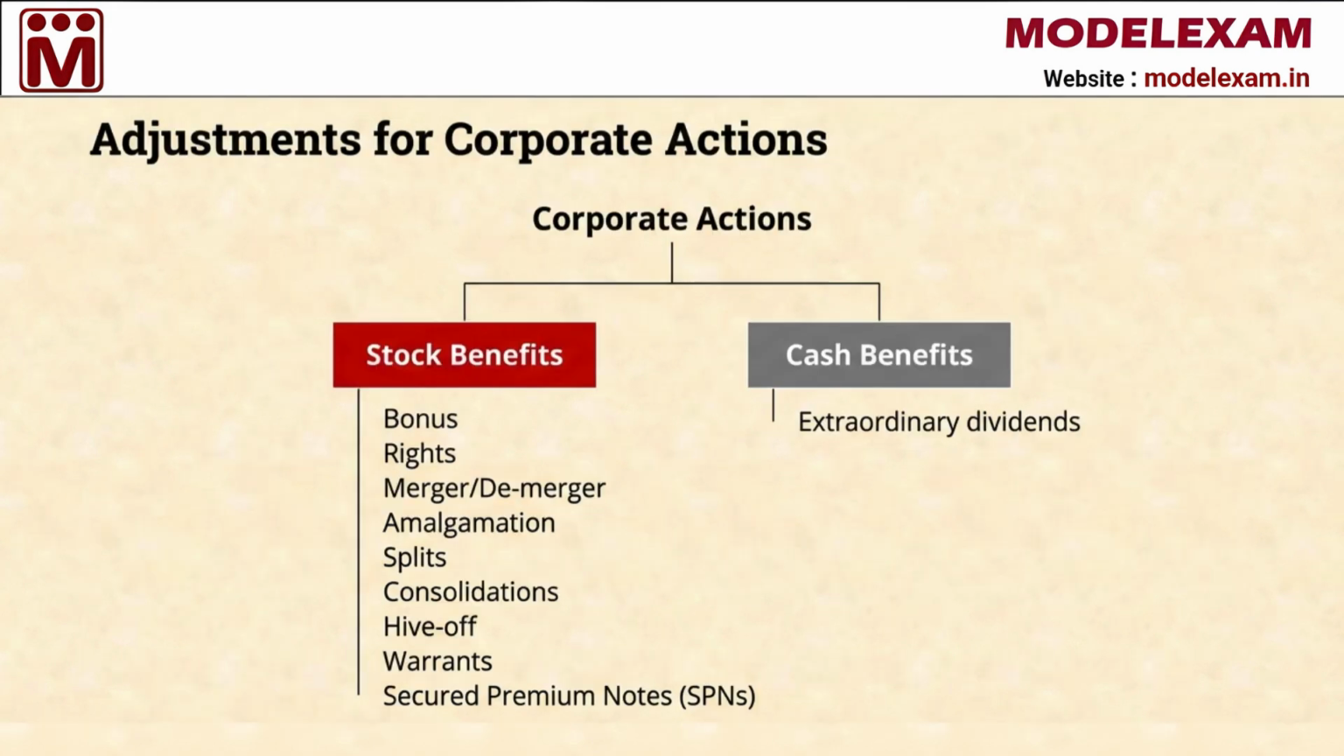treated equally. Corporate actions can be grouped into two main categories: stock benefits and cash benefits. Stock benefits include things like bonus shares, rights issues, mergers, demergers, and stock splits. We also see adjustments for consolidations, hive-offs, warrants, and secured premium notes. On the other hand, cash benefits primarily focus on extraordinary dividends. Each of these requires a specific calculation to keep the trading environment balanced.